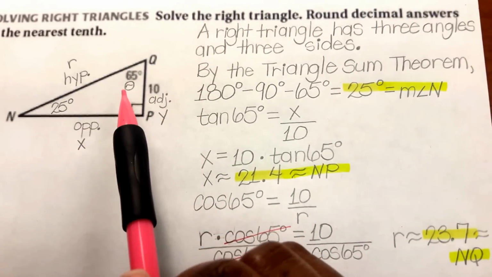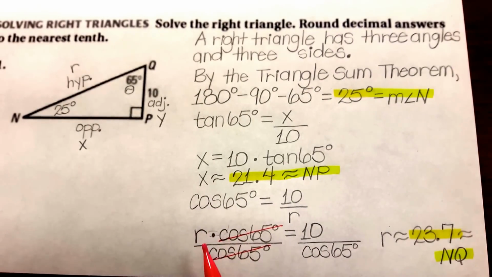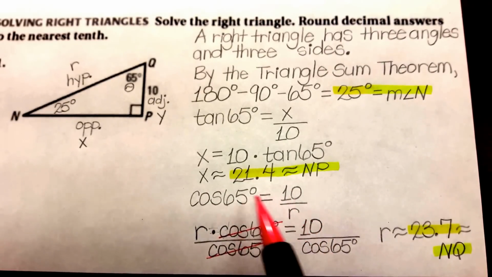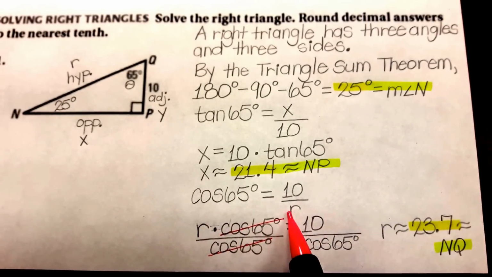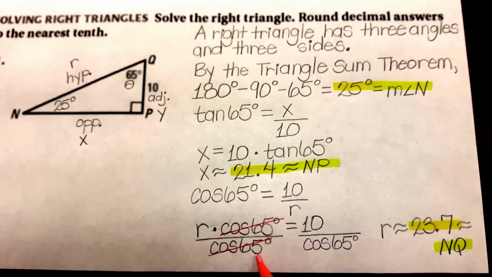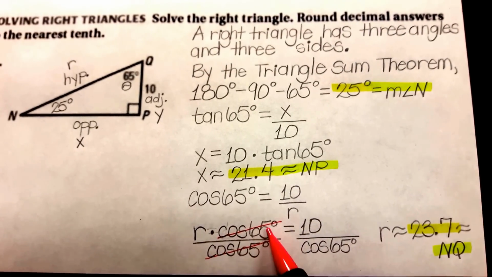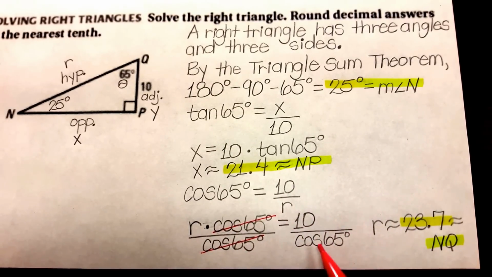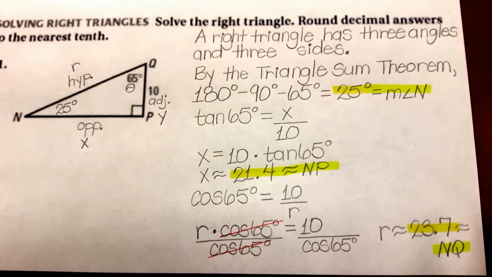So I want to look for the trig ratio that has adjacent and hypotenuse in it. I know cosine will work for that. Cosine is adjacent over hypotenuse. Cross multiply again, so I have r times cosine 65 degrees equals 10. To solve for r, I divide both sides of my equation by cosine 65 degrees. Cosine 65 degrees cancels to 1. On your calculator, you type in 10 divided by cosine 65, and that's approximately equal to 23.7, which is side NQ.